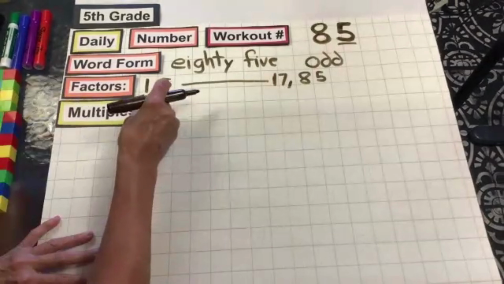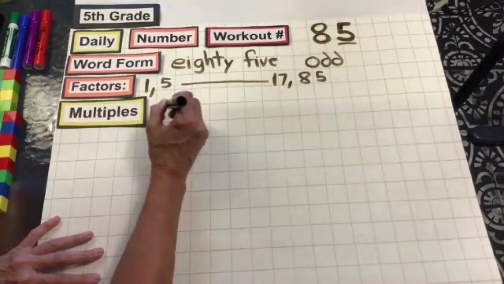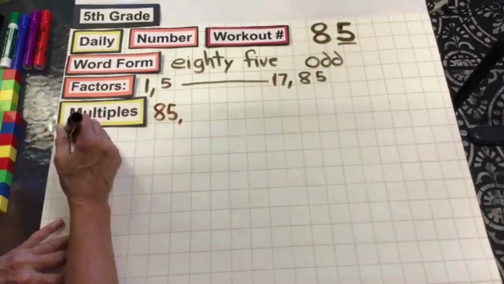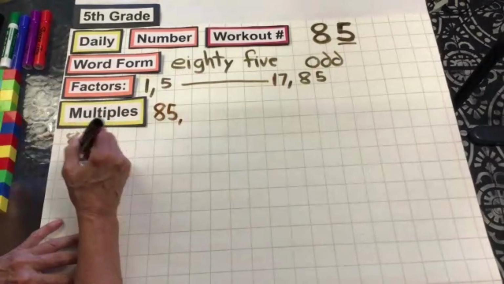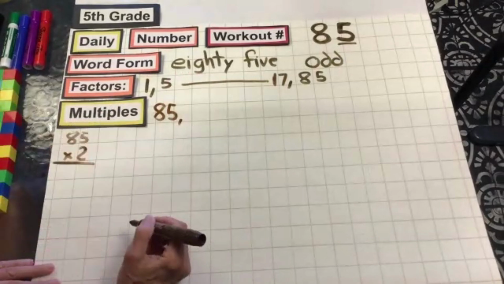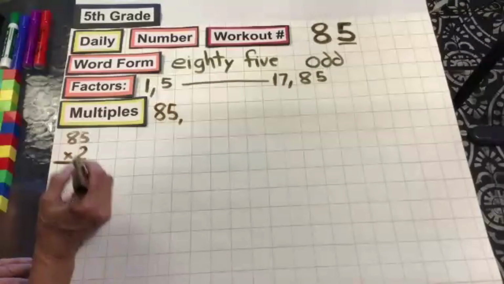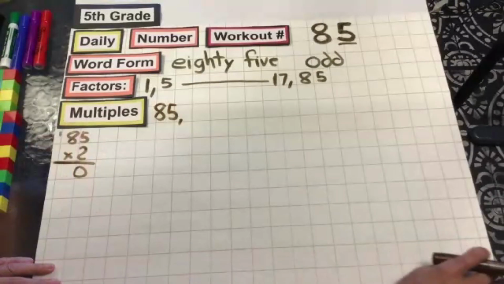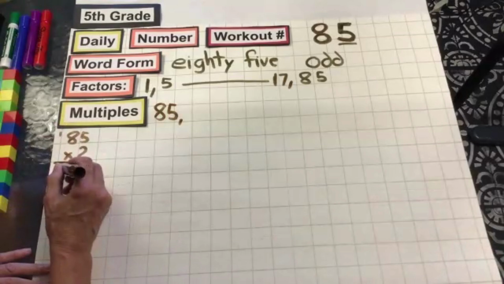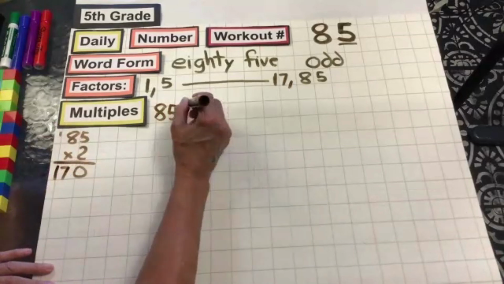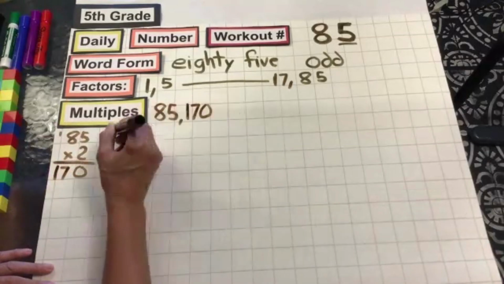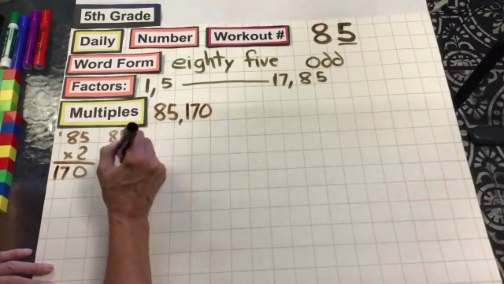Let's go for multiples of 85. 1 times 85 is 85. So let's multiply 2 to get 2 85s. 2 times 5 is 10. Drop the 0, carry the 1. 2 times 8 is 16, plus 1 is 17. 170. Let's do 3 85s.